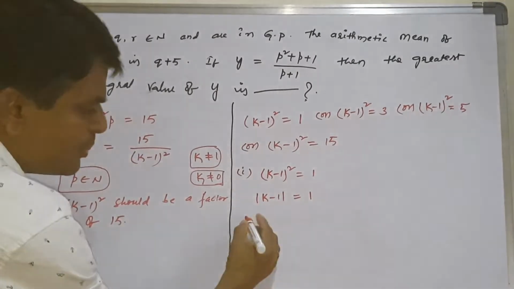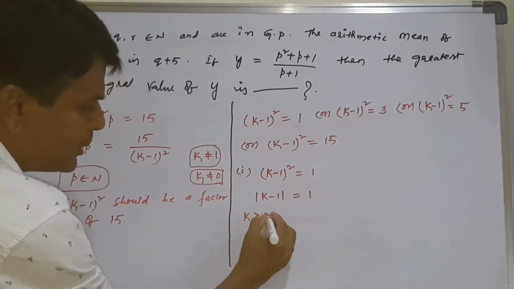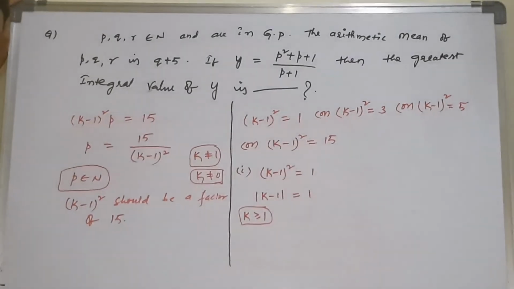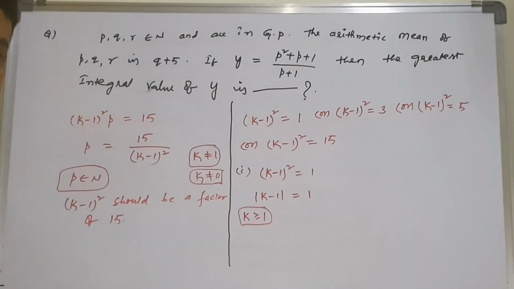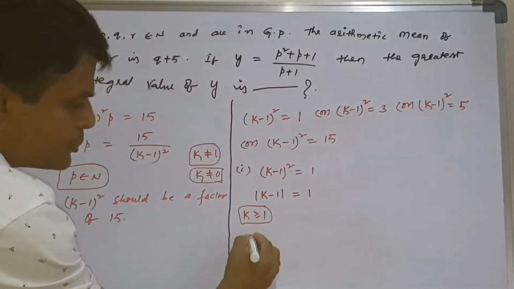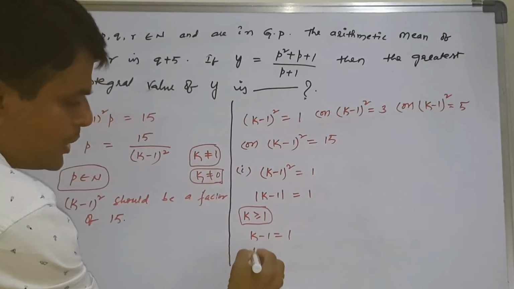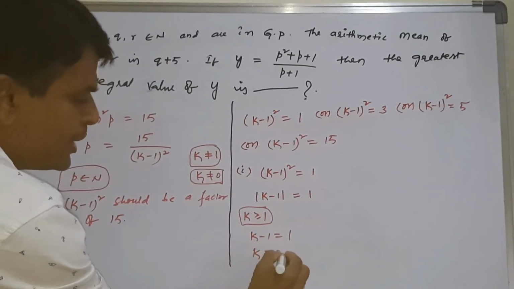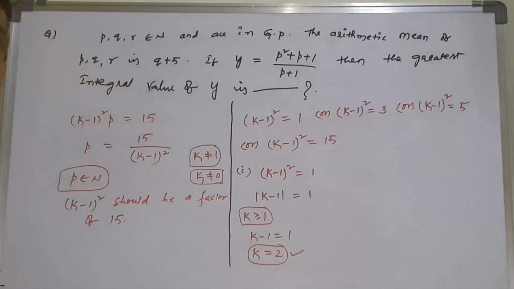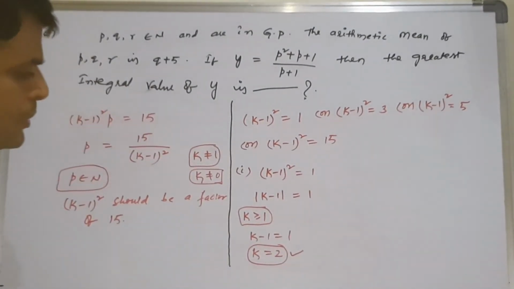Now here you will be having 2 cases. One is k greater than or equal to 1. Why? Because it is having a critical point of the modulus function. 1 is the critical point. More than that, the inside thing will be positive. So we will be getting k minus 1 is equal to 1. So k is equal to 2. Is it greater than 1? Yes, absolutely. So k equal to 2, one of the values we can go for.